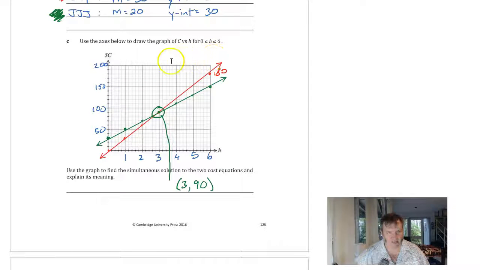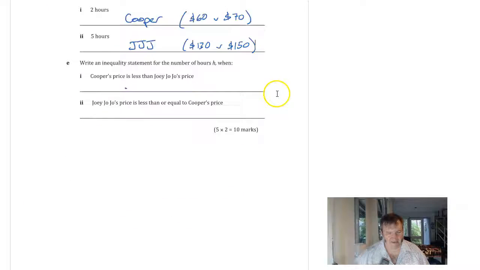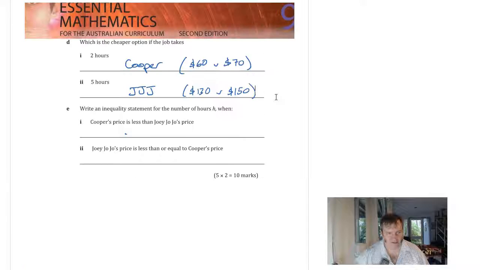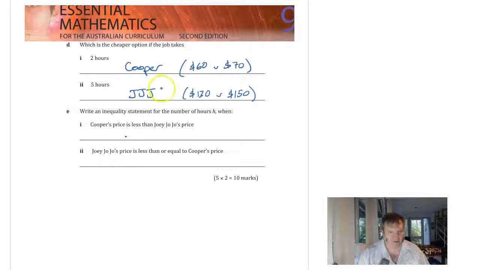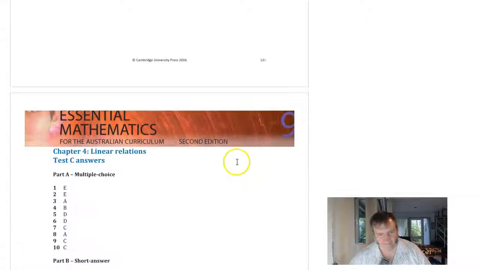Right, an inequality for the number of hours when Cooper's price is less than Joey Jojo's price. So Cooper is less than Joey Jojo when the red line is below the green line. So when H is less than 3. Cooper's price is less than Joey Jojo's when H is less than 3. Joey Jojo's price is less than or equal to Cooper's price the rest of the time. So when H is greater than, and this one said or equal, so greater than or equal to 3. And that's it. All right, we're done.